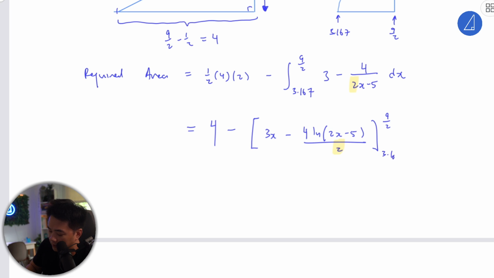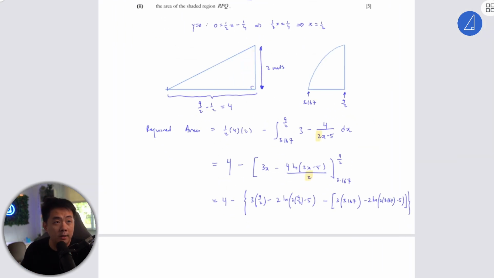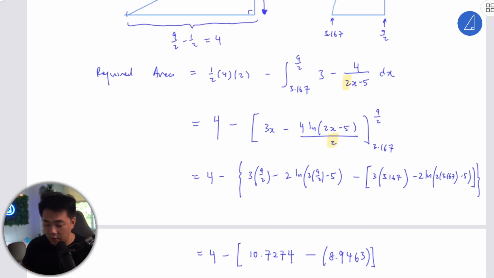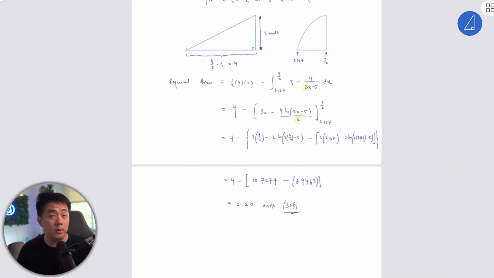Key the calculator for this value here, just substitute. They didn't ask for exact, so I'm just going to substitute 9/2 inside. Okay, then the rest is just calculator work. You get 2.20 square units. So that's how we do this question here. If you have any questions at all, please do let us know, and I'll see you in the next question.